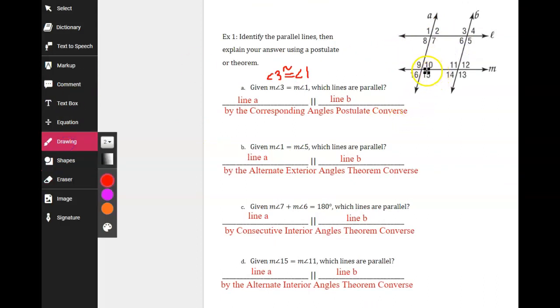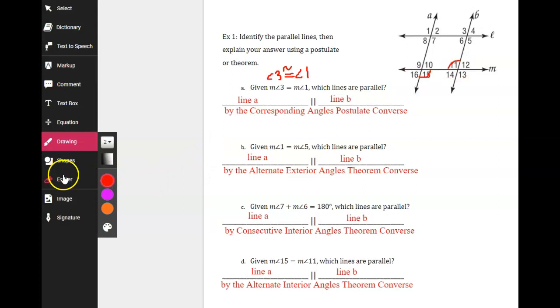So angle 15 is here, angle 11 is here. If they are congruent, and those are alternate interior angles, then by the alternate interior angle theorem's converse, line A and line B must be parallel to each other.